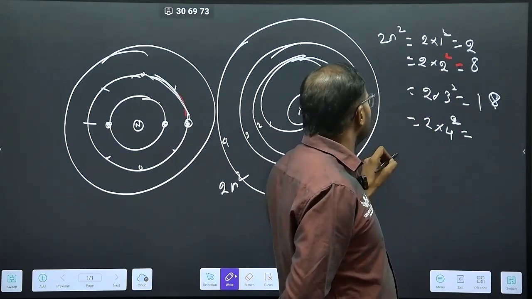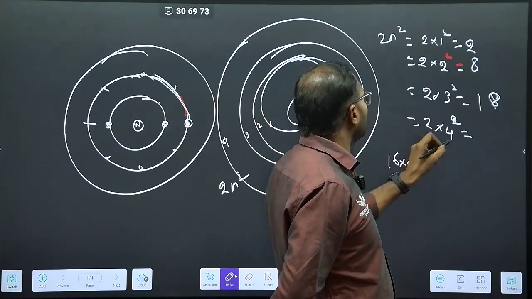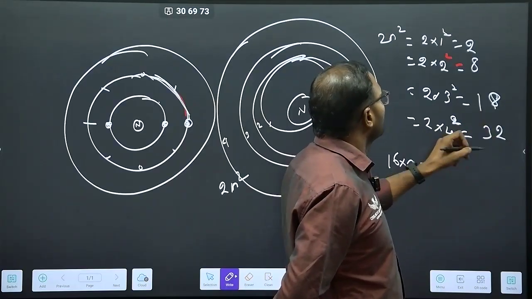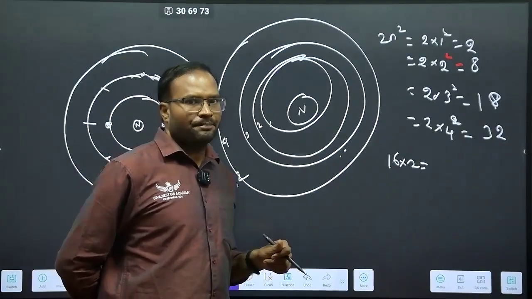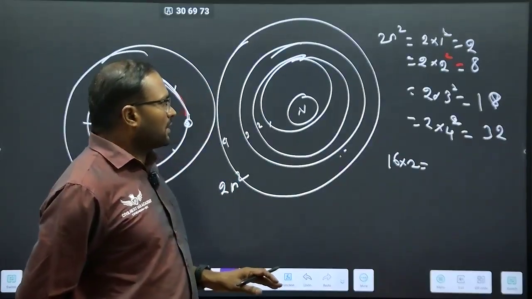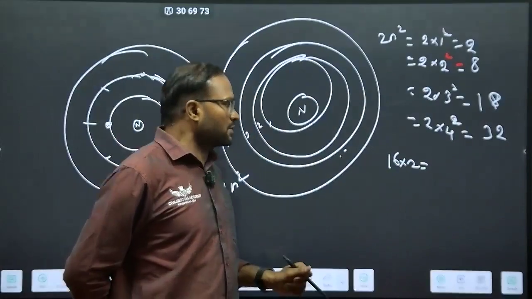So 4 4s are 16. 16 into 2, 32. So the fourth orbit can accommodate 32 electrons. Okay. Right. So remember how these atoms are working.